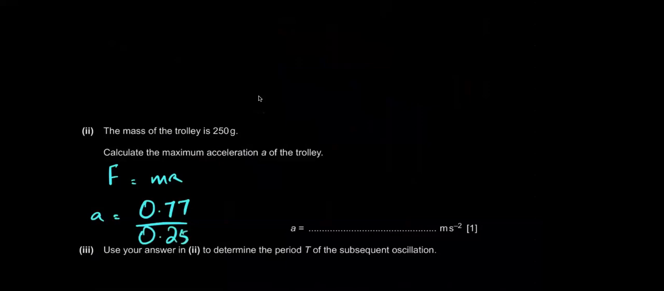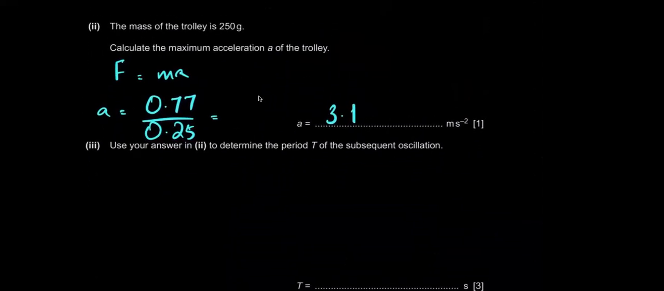The mass of the trolley is 250 grams. Calculate the maximum acceleration A of the trolley. So in the part above, we calculated the resultant force. So we can simply use F equals MA to find the acceleration. So that would be F upon M. So 0.77 divided by the mass. So if this is 250 grams, that means this is 0.25 kilograms. Right, so 77 upon 25. So this is 3.08, or just to 2SF, 3.1 meters per second square.